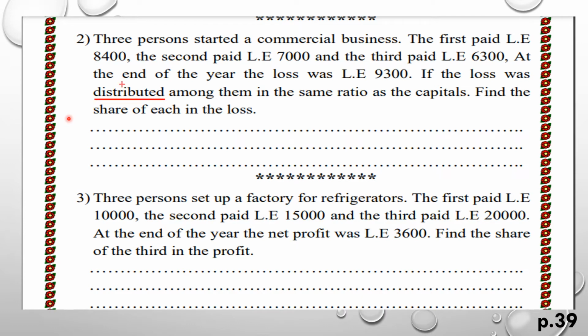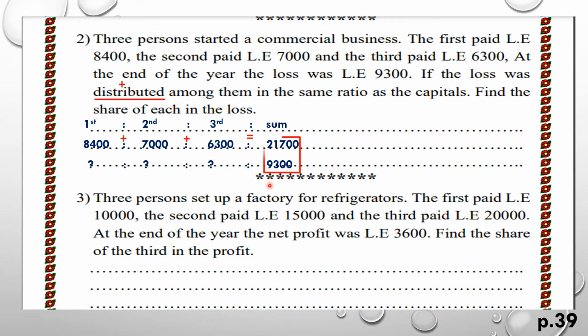Distributed means plus. Now we are going to start solving with first to second to third to sum. First 8400, second 7000, third 6300. What about the sum? To find the sum, we need to add these three numbers together. The result will be 21,700. Now, 9,300, the loss which should be distributed among the three persons, should be put under the sum.